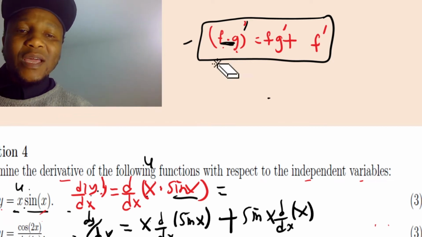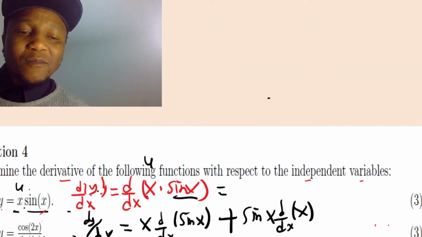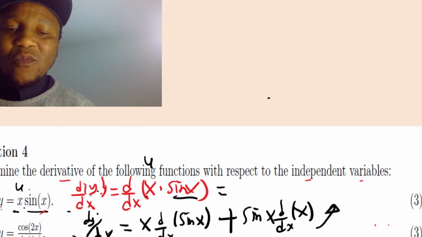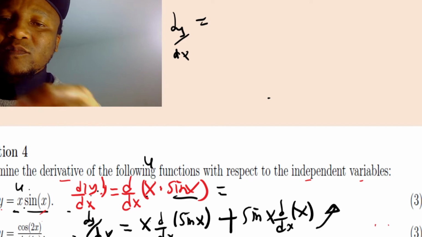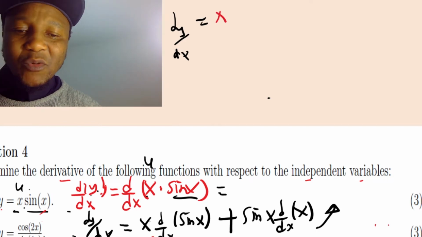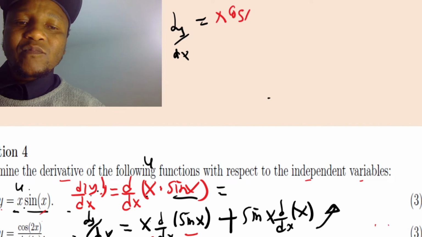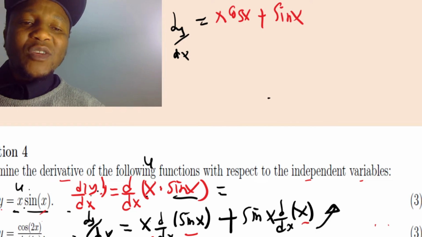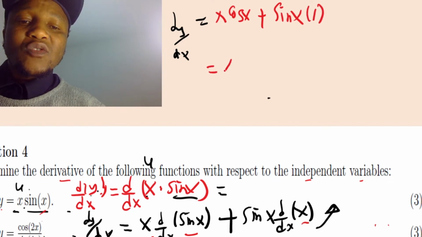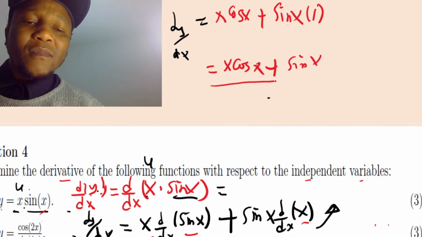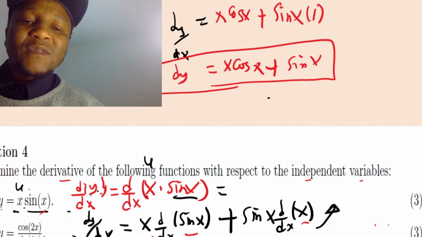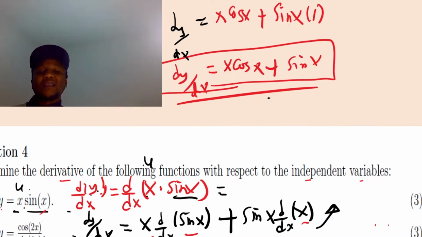After that, let's make a space and continue here to the top. Then I'm going to say dy dx equals x, and when you differentiate sine you get cos of x, plus sine of x. When you differentiate x, you get 1. So it's going to be x cos of x plus sine of x times 1, which equals sine of x. That's going to be my final answer, dy dx. Done. Now let's go to the second one.